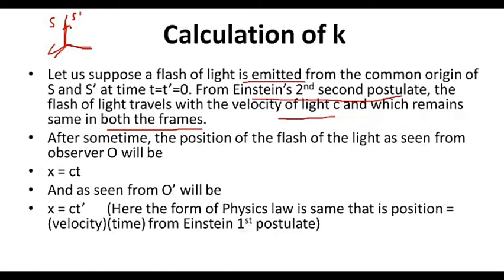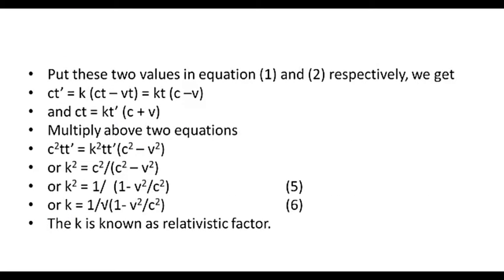After some time, the position of the flash of light as seen from observer O will be simple: position equals speed into time, so x equals ct, and from O dash it will be x dash equals ct dash. Here the form of physics is the same, that is, position equals velocity into time, as per the first postulate.